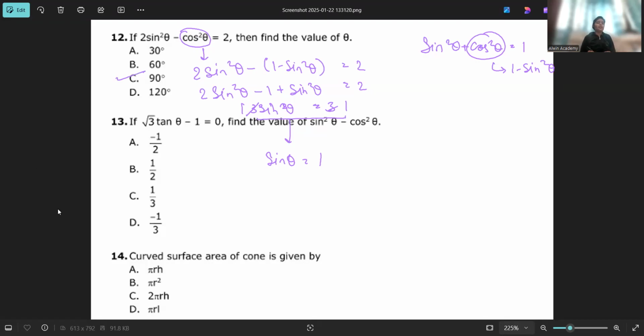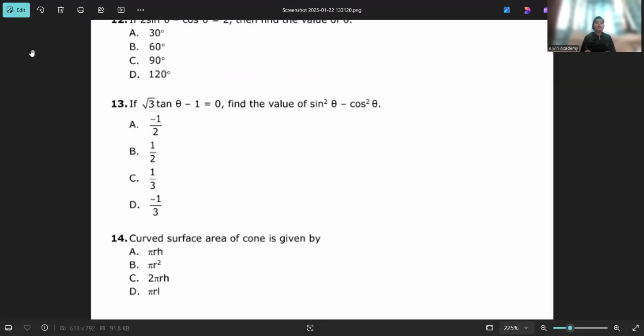Going to the next question. If 3 tan theta minus 1 is 0, then find the value of sine square theta minus cos square theta. Now 3 tan theta minus 1 is 0. I transpose this 1 to the other side. So 3 tan theta becomes 1, and thus tan theta becomes 1 by √3, and 1 by √3 is tan 30 degree. So theta is 30 degree, and I have to simply put in the value of 30 degree here.